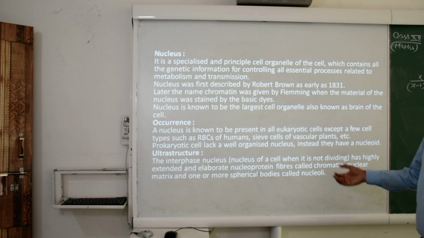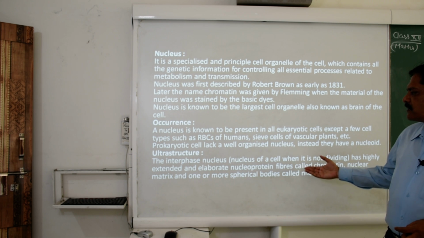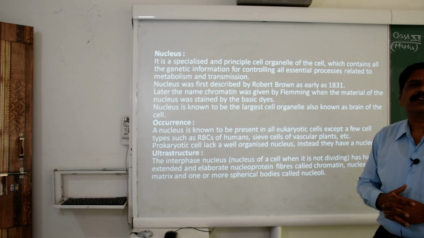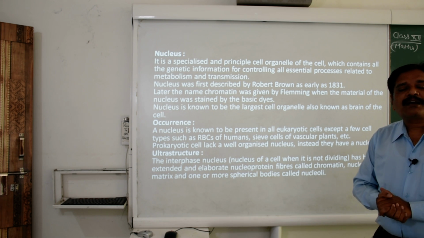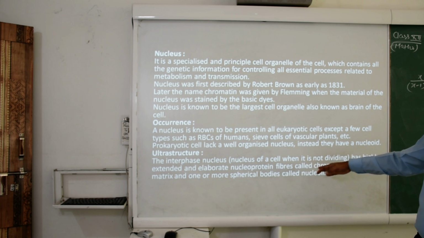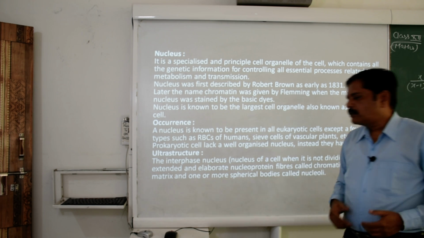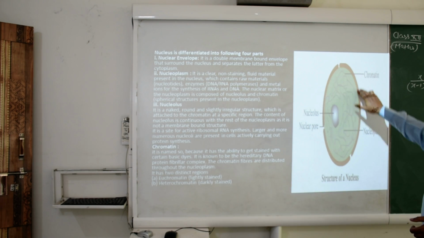Now when we talk about the ultrastructure, some cells are also anucleated, as you know exceptions are there. Likewise, the human RBC lacks a nucleus. In this ultrastructure you can see that it is covered by a double membranous structure, which is called the nuclear membrane.